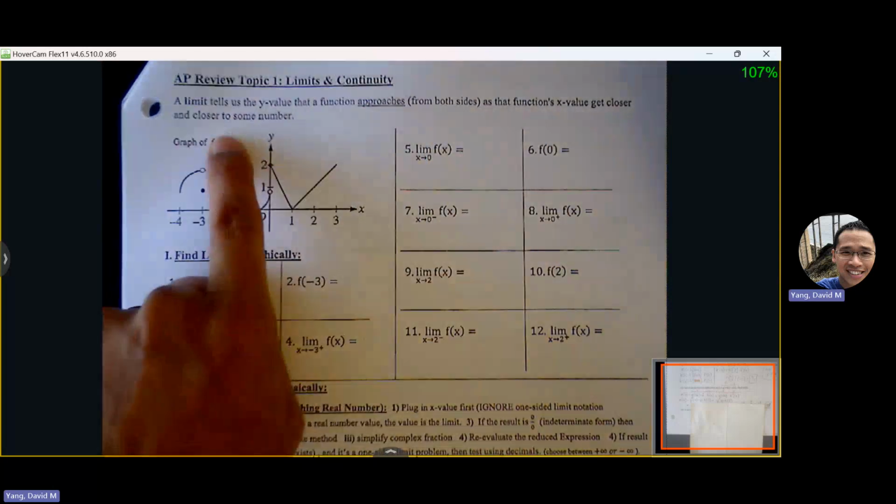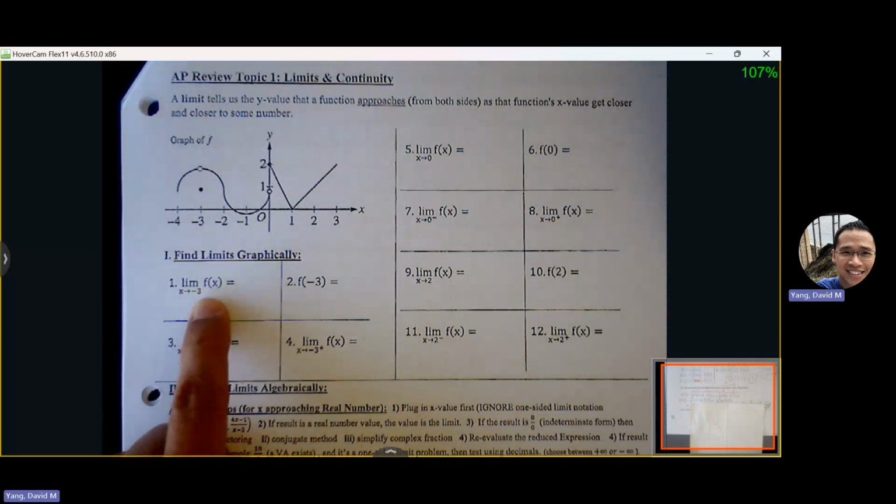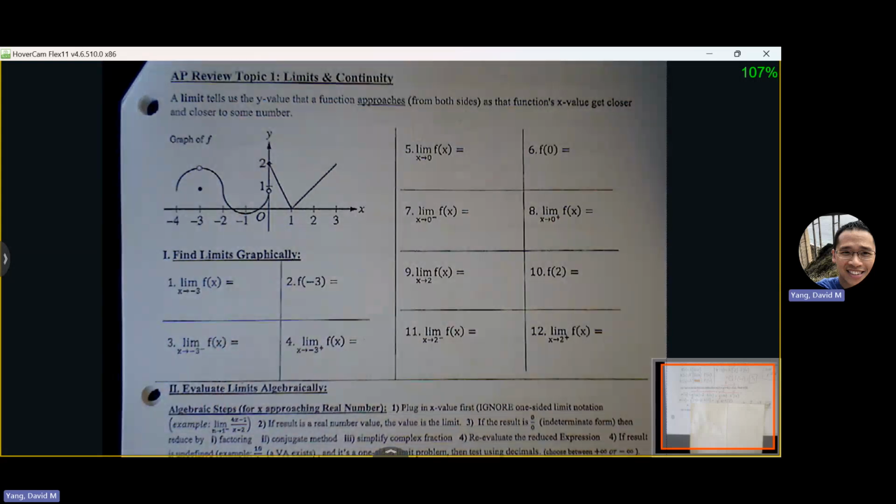A limit tells us the y value that the function approaches from both sides as the function's x value gets closer and closer towards that number. Whenever we want to find limits, we always want to pick points on both sides of the graph and draw arrows towards that x value and see, are the arrows pointing to the same y value? If they are, the limit exists. If the arrows are not pointing to the same destination, then the limit does not exist. It doesn't matter what's happening at that point. As long as the arrows are consistently moving towards the same y value, that's enough for our limit to exist.